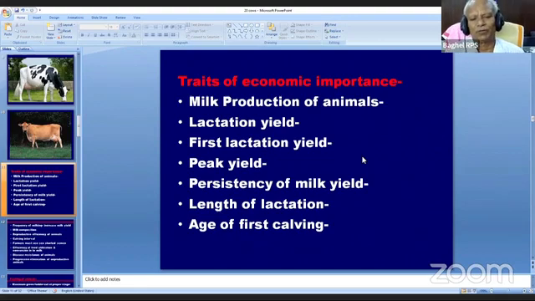So if the cow is producing a greater amount of milk in the first lactation, then certainly in the second and third lactation, milk production is going to increase.